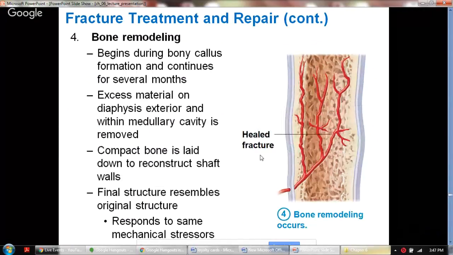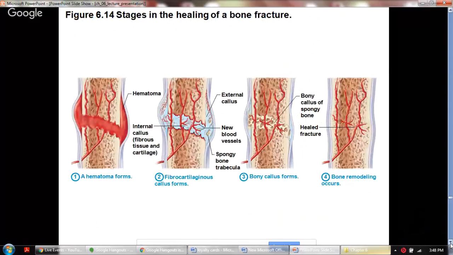And the bone remodeling begins during the bony callus formation, and it continues for several months. So excess material on the diaphysis exterior and within the medullary cavity is going to be removed. The compact bone is laid down to reconstruct the shaft wall. You would find the compact bone at the periphery, and the final structure resembles the original structure, so it responds to the same mechanical stresses. Once again, everything in one picture.